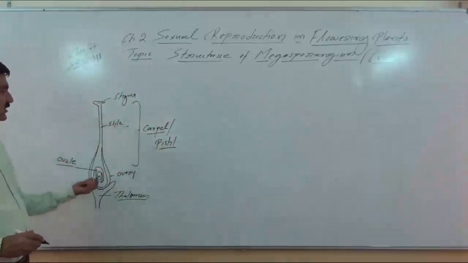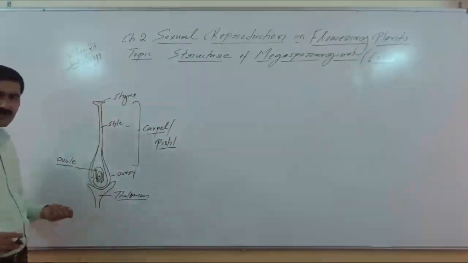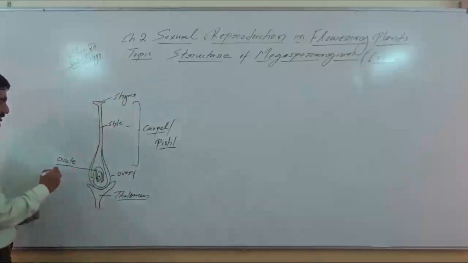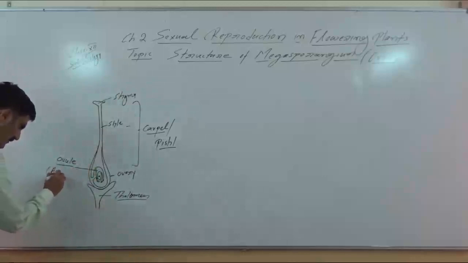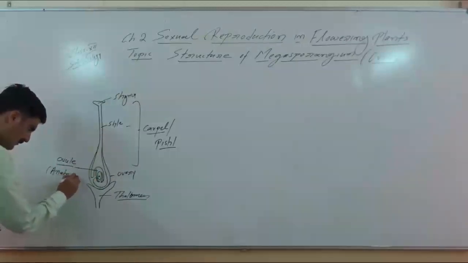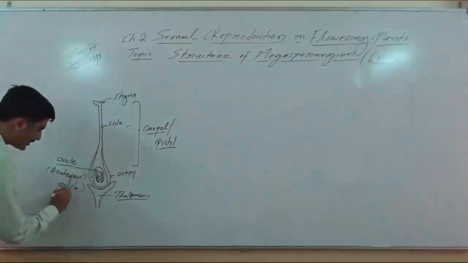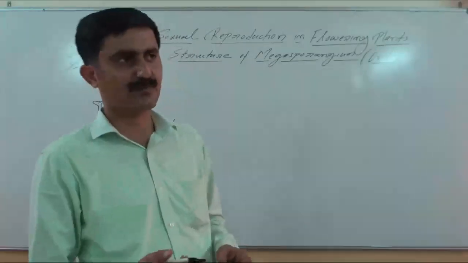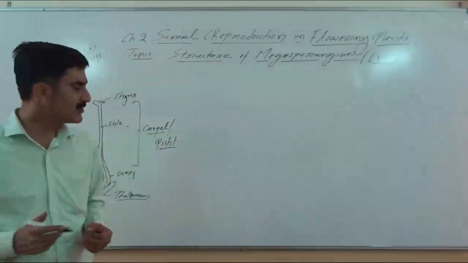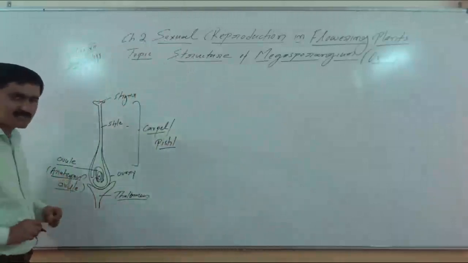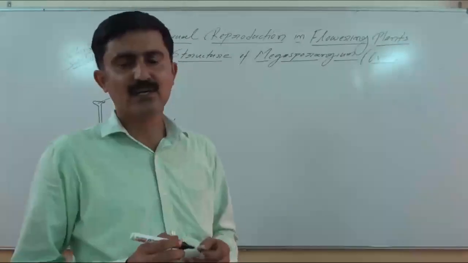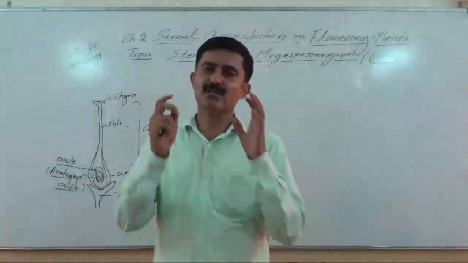So let's now try to understand the detailed structure of the ovule. Generally, the ovule shown in this ovary, please remember, is the anatropous ovule, which is the most common type of ovule found in flowering plants or angiosperms. Besides that, there may be orthotropous ovules and other types. But in our syllabus, we have the anatropous ovule, that is, the inverted ovule.